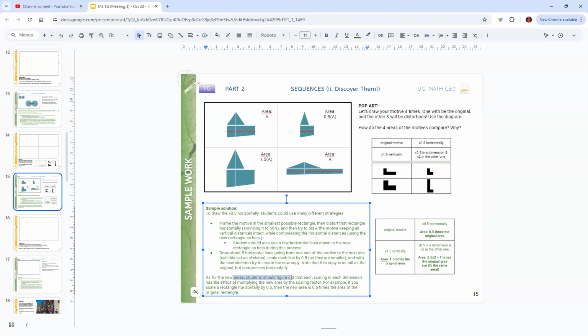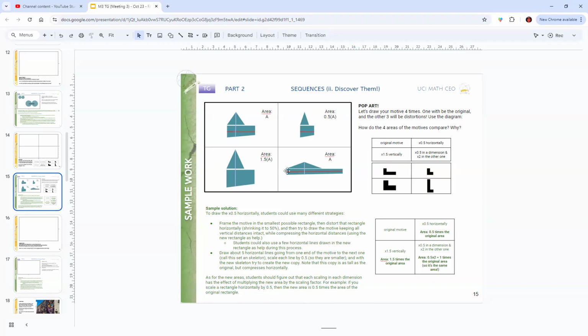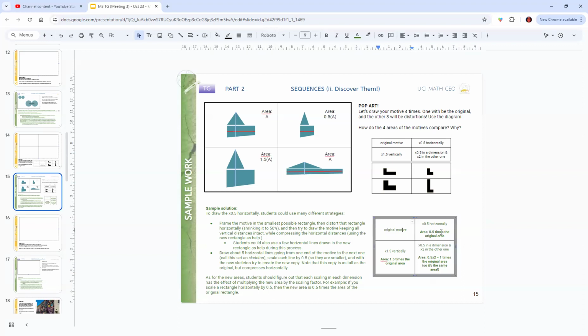For the new areas, students can figure out that each scaling in each dimension will have the effect of multiplying the new area by that scaling factor. Here's an example. If you scale a rectangle horizontally by 0.5, the new area will be 0.5 times the area of the original rectangle. So students can use these lines or small squares to make sense of why this is the case. So here will be the answer.